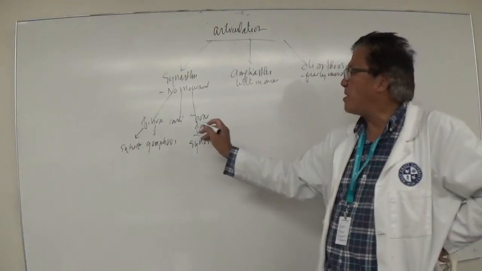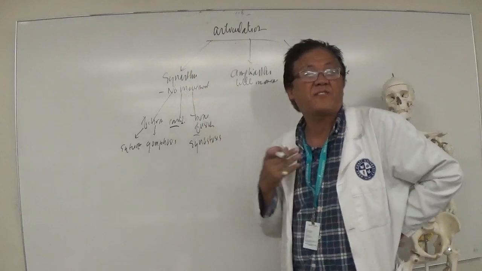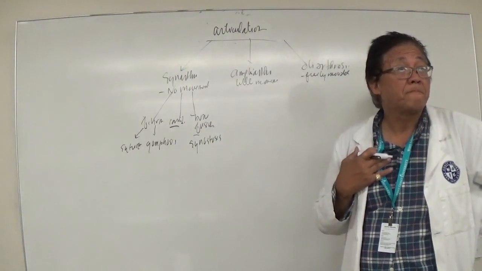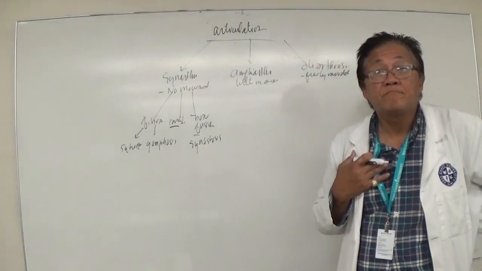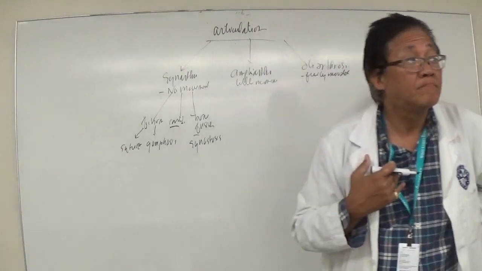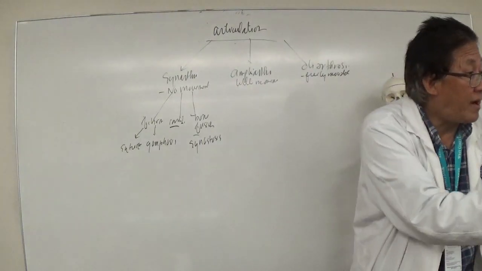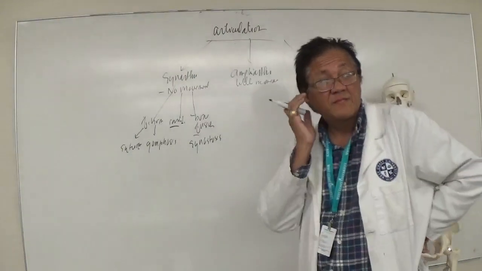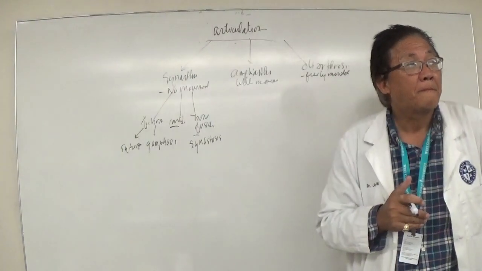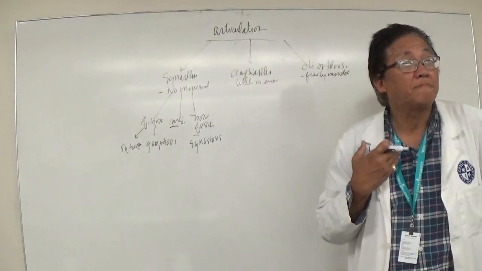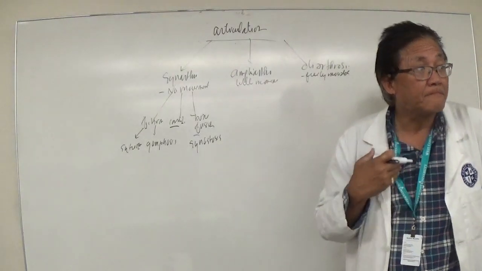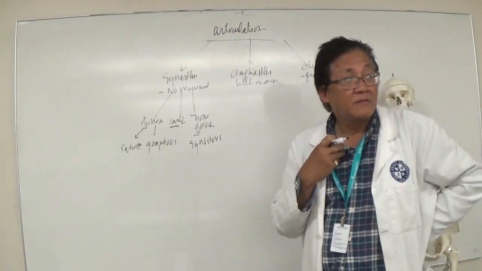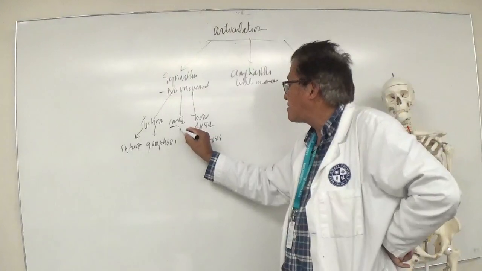What about the example given for the cartilaginous type of synarthrosis? What is the example given there? Yes? It's in the book, right? What's the example given there? Under the word synarthrosis. Between the what? Okay. Sternum and the rib, right here, right? So these are examples of what? Synarthrosis, right? So sternum and ribs.